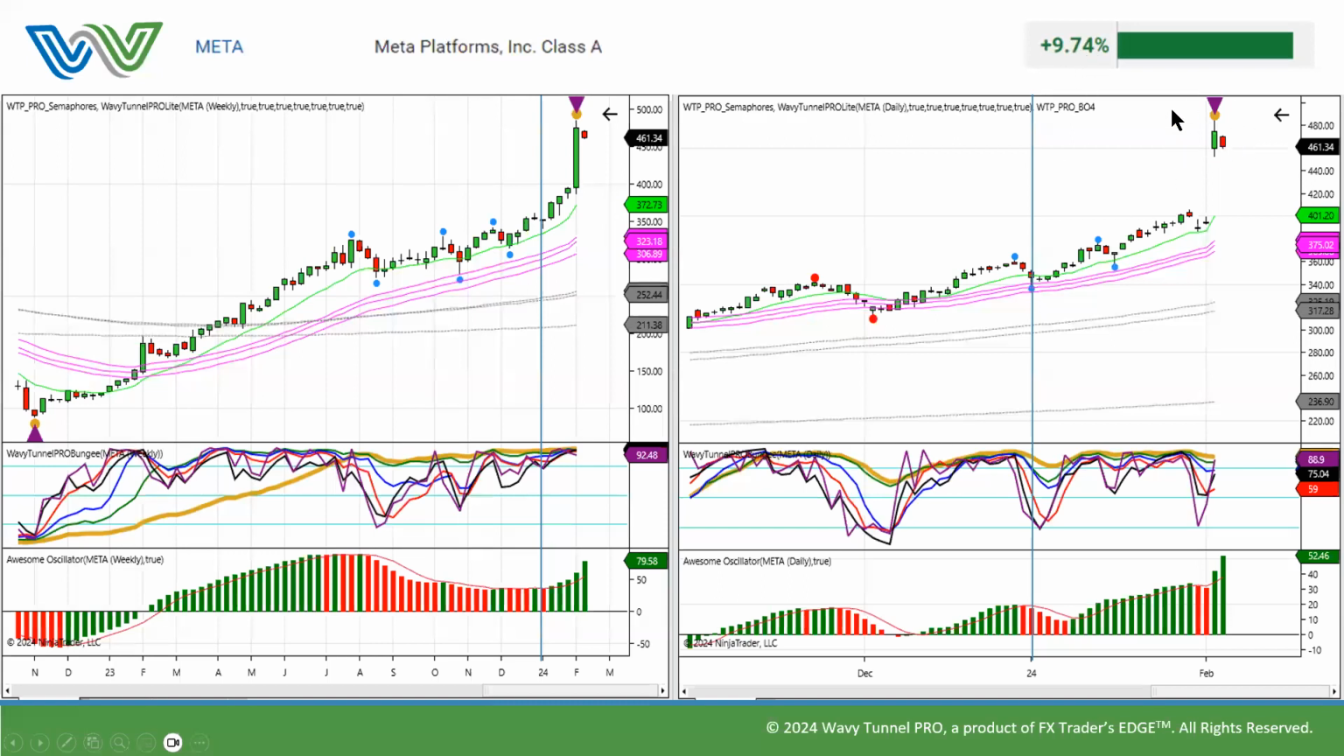So again, wait for the pullback. There's a big gap here, and we did have more of a pullback. We went down to the 450s, I guess, yesterday, and then now it's back up again. So again, the time to buy Meta is on the pullback.